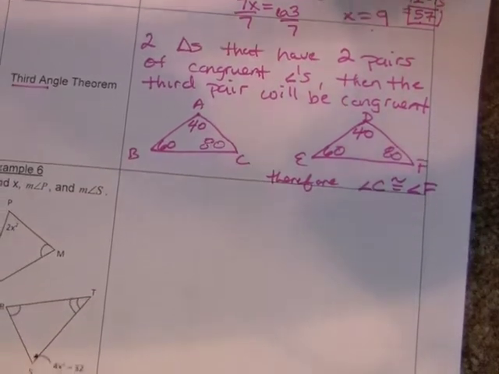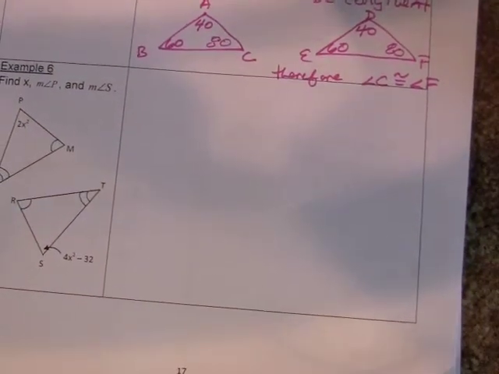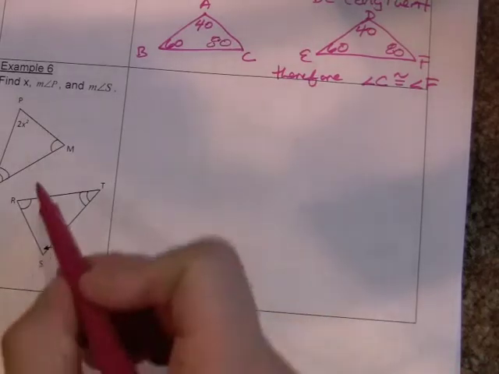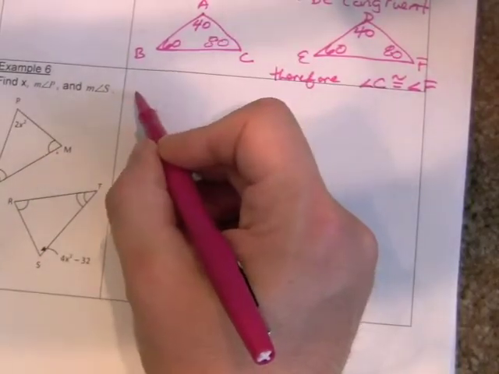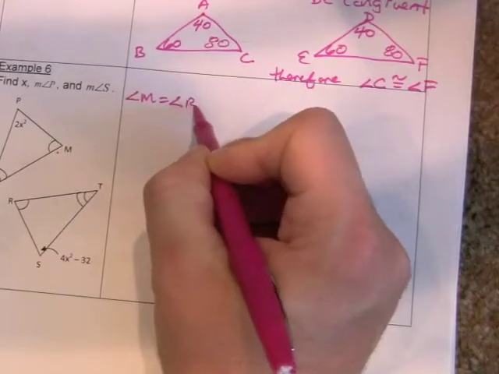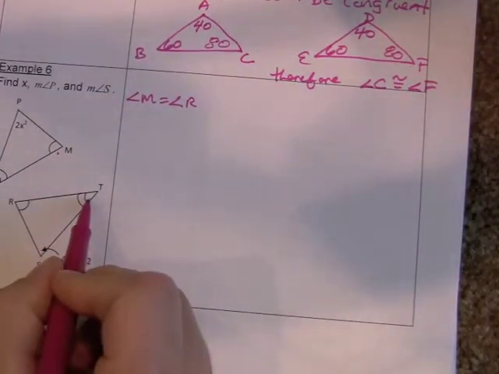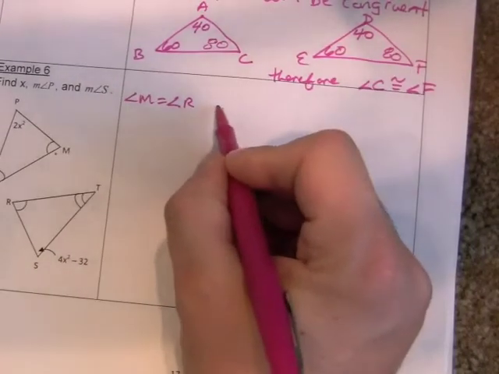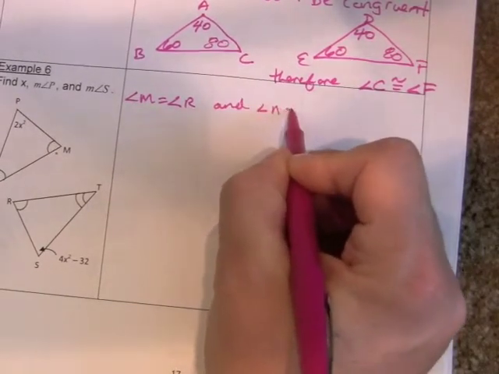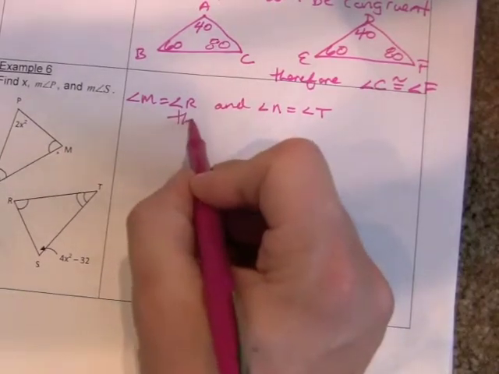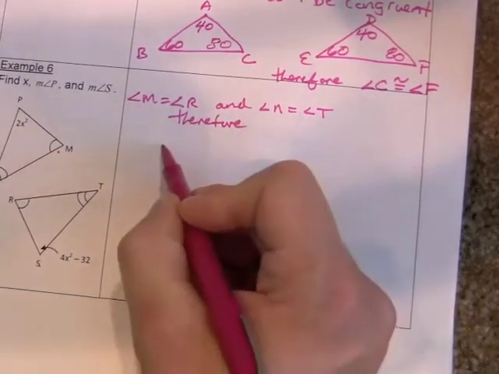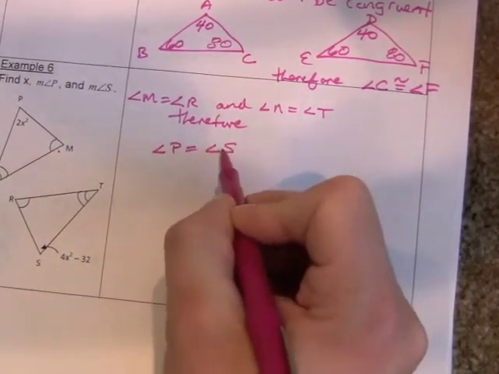Okay, and so let's apply that in example 6. So in example 6, we have to find x, and then angle P, and then angle S. Now, what we see here is that we know that angle M is congruent to R. So angle M is equal to angle R, as well as N is congruent to T because of the two arcs there. And so two pairs of angles are congruent, therefore angle P will be equal to angle S.